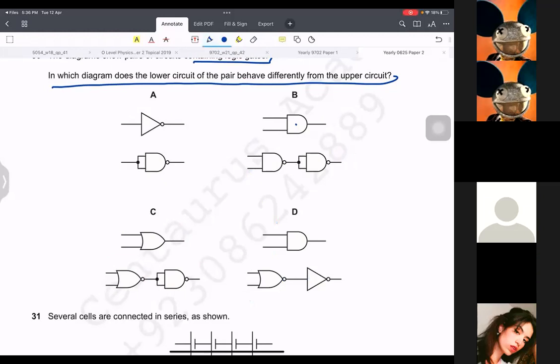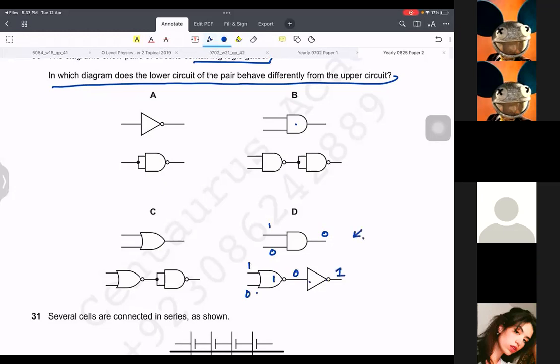It's AND gates. So AND could be different only when it is 1 and 1. There's no other way AND can be different. So let me use a trick here. 1 and 1 gives 1. 1 and 0 gives 0. But here 1 and 0 gives 1 and then 0, and then 0 converts to 1.